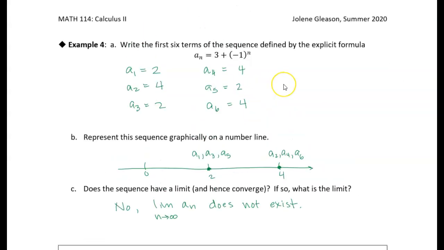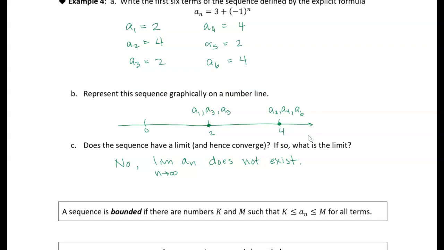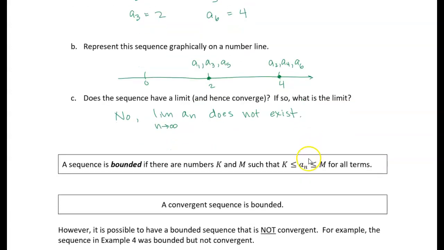And also this example 4 was also bounded. It's always going between 2 and 4, 2 and 4, 2 and 4. So it never goes beyond 2 or 4. It never goes less than 2 and never goes bigger than 4. So all of the terms of our sequence are between 2 and 4. So both of those sequences are bounded, all right?